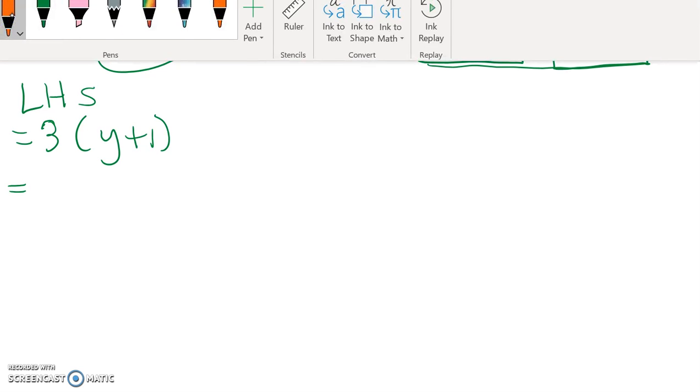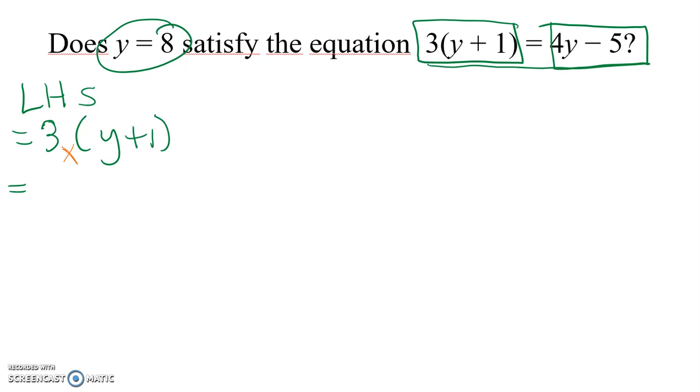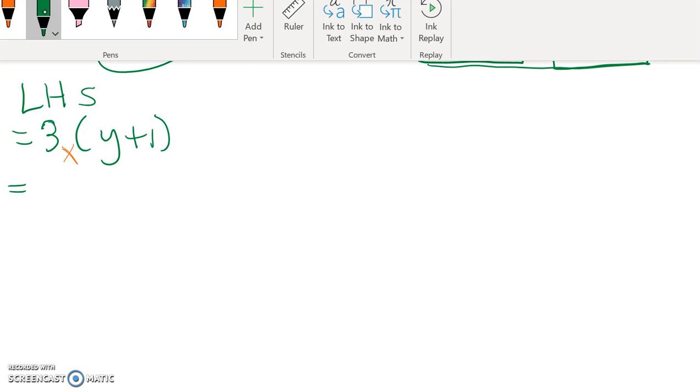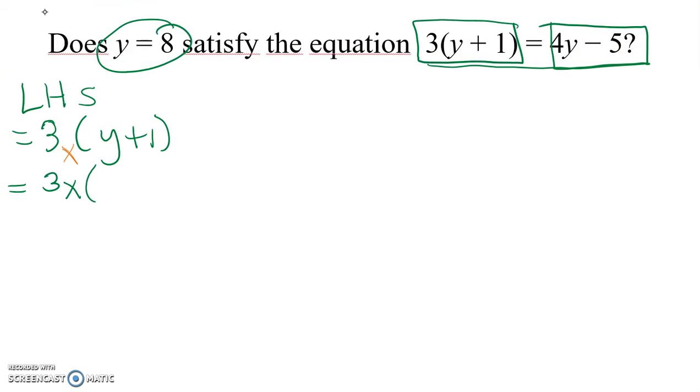I'm going to remind myself that's a times sign in there, and now I can start substituting that value in. So we've got 3 times, and I'm going to replace the y with an 8, so I'm doing substitution right now. Now it's time to simplify. So we get 3 times 8 plus 1 is 9, and 3 times 9 is 27.